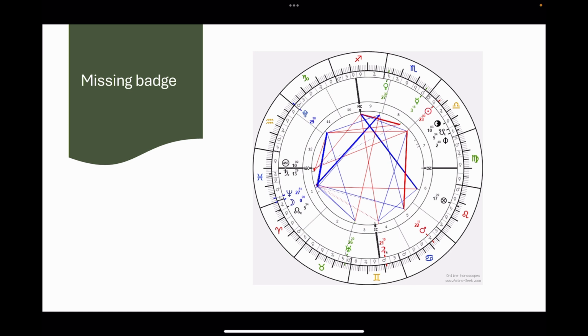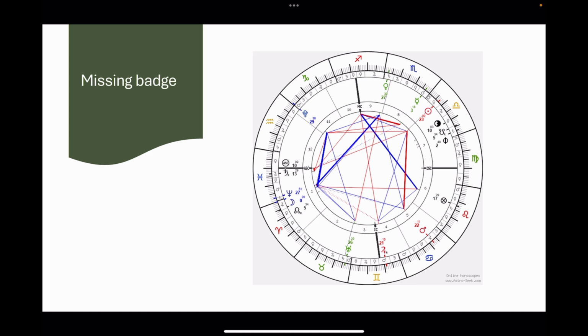So that's what guaranteed for me that the item was in a vehicle, specifically her vehicle, because again, Saturn is in her derived fourth house, which means that it is in a location that is familiar to her. And then let's also talk about the moon.